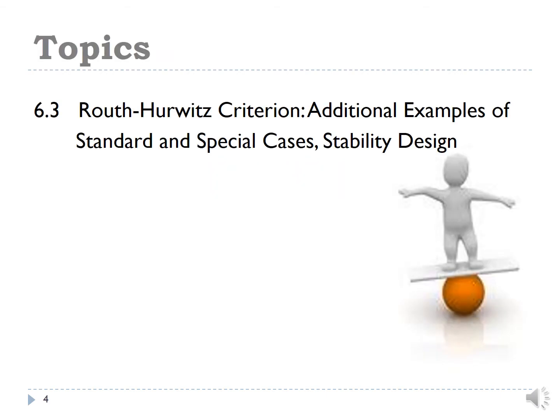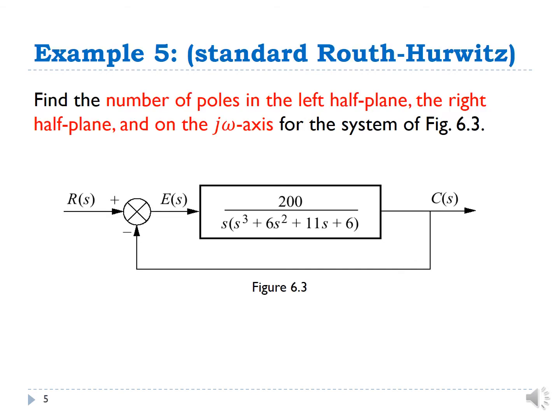For this week's lecture, we will continue with the Routh-Hurwitz criterion for stability. We will take a look at some examples of standard Routh-Hurwitz, two special cases of Routh-Hurwitz, and designing Routh-Hurwitz for stability. Let us demonstrate the usefulness of the Routh-Hurwitz criterion with a few additional examples. Example 5. Find the number of poles in the left half plane, right half plane, and on the imaginary axis for the system of figure 6.3.